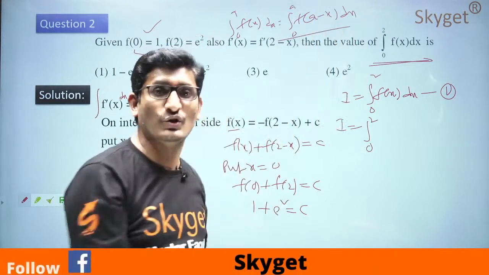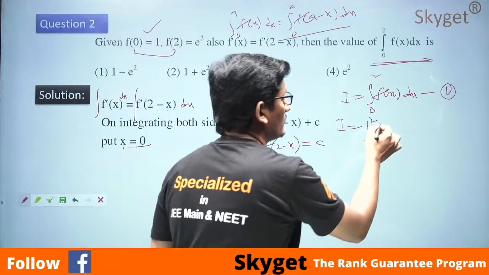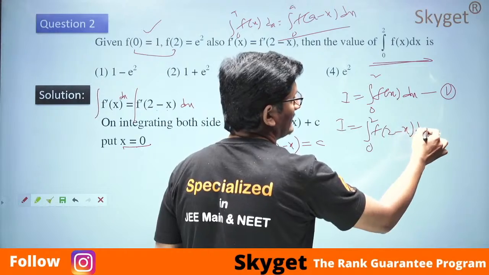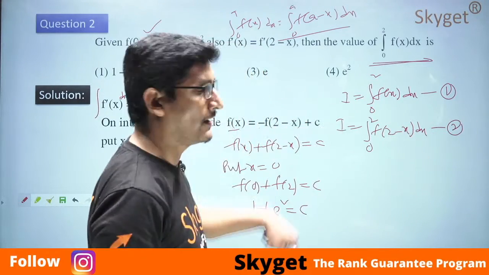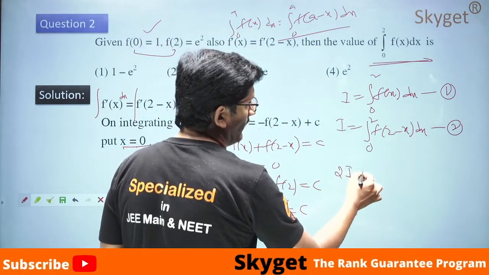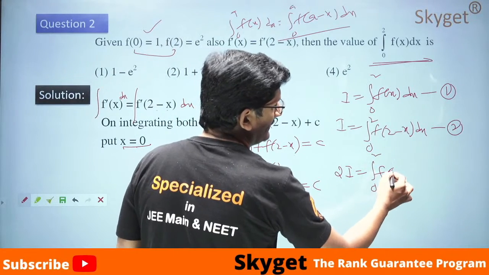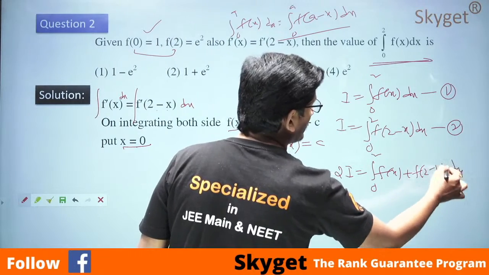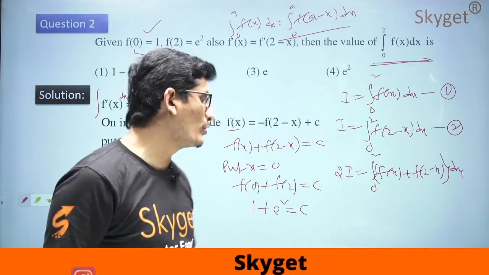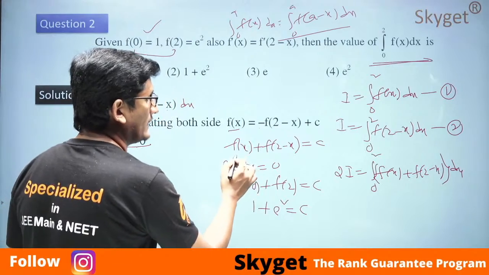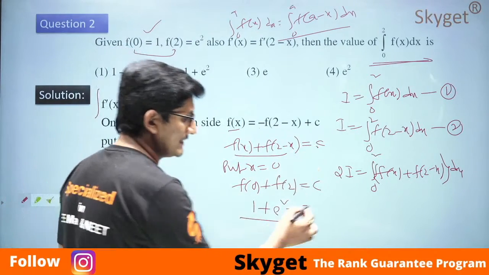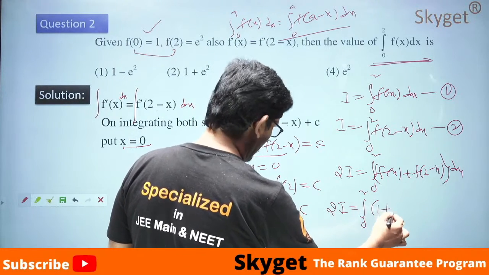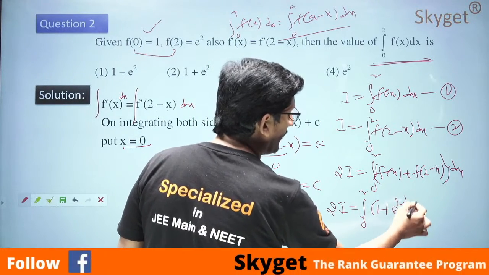This formula also we can use here. So write that formula here. So f of 2 minus x dx. Take this as second equation. Now add 1 and 2. I plus I is equal to 2I, integration of 0 to 2 f of x plus f of 2 minus x dx, students. Okay, so f of x plus f of 2 minus x value we already got. That value, c means 1 plus e square. So 2I is equal to integration of 0 to 2 of 1 plus e square dx.